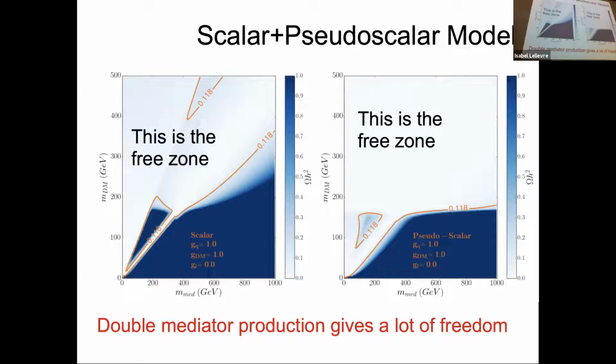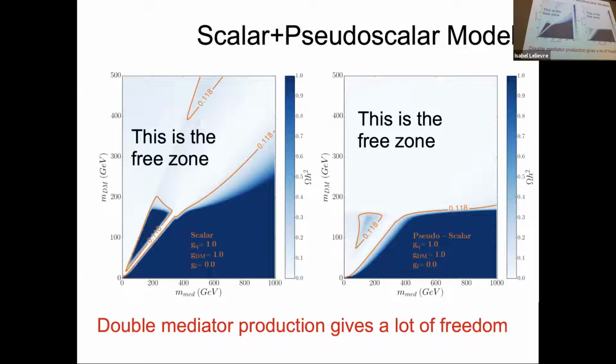And some people actually take this very seriously. I've been in meetings where somebody said, oh, let's not care about the scalar mediators because it's very hard to get the right thermal relic with these. But of course, if the dark matter is heavy and the scalar mediator is light, you have basically a free zone where you can do whatever you want, and you're not going to overclose the universe.